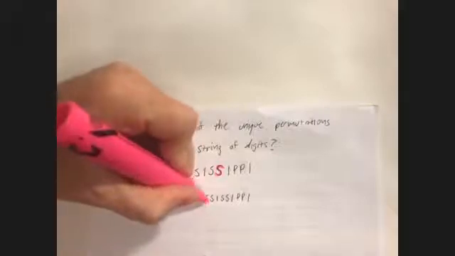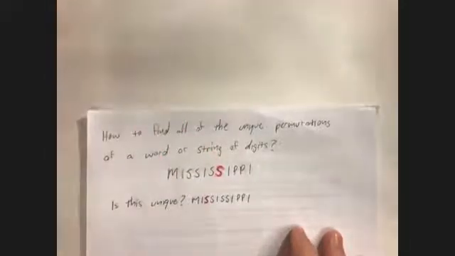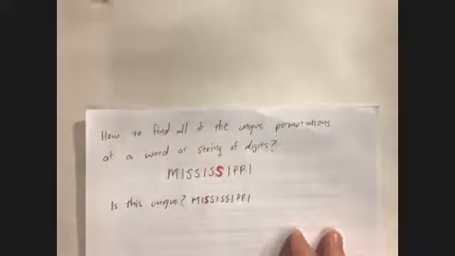M-I-S-S-I-S-I. Now, it's the same word. I moved this S to there, so it's in the third spot. It's still the same word. It's still the same arrangement because these letters are all the same. All these S's are the same S. All the I's are the same I. So this is not unique. I'm going to write it in red. So if we're asked this question, we have to deal with all the repeats.